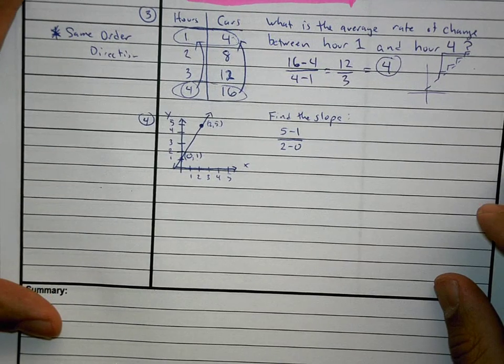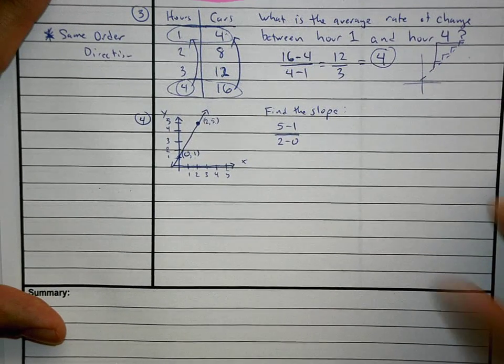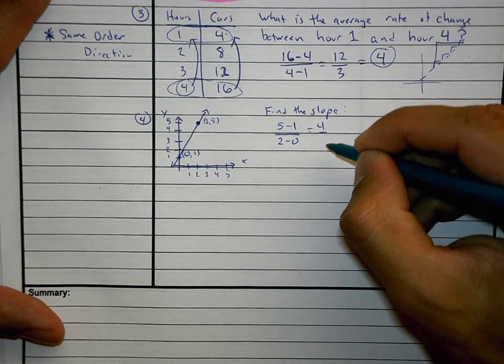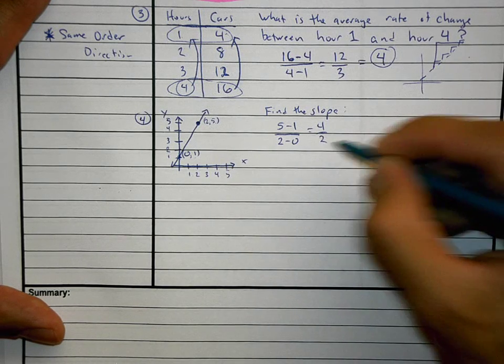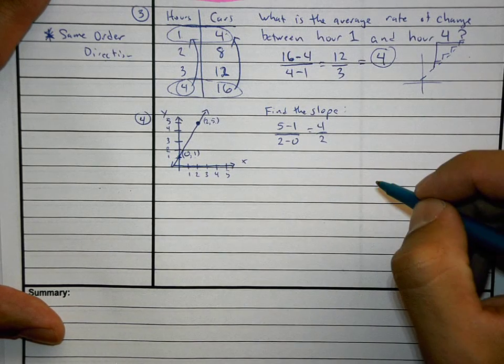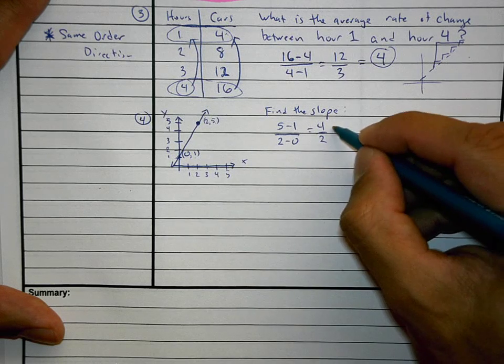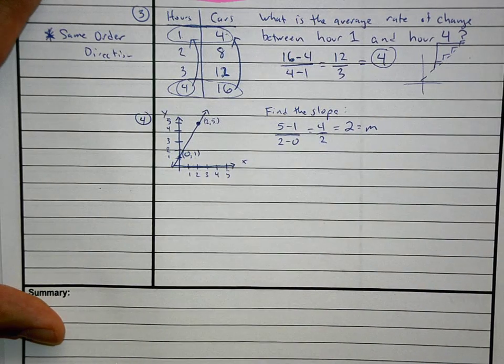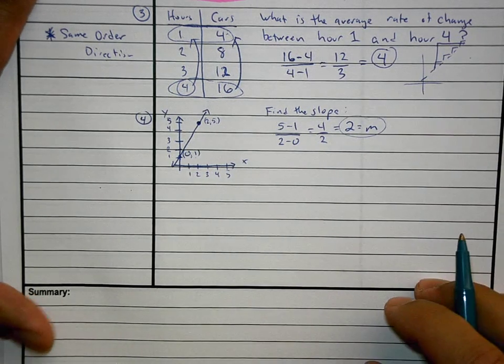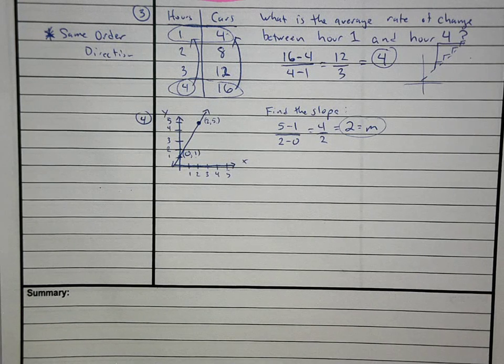So 5 minus 1 is 4. Okay? And then 2 minus 0 is 2. Keep going. And then you get 2. Good. If you want, you can put m is equal to 2. That's what the slope is. That's what your average rate of change is. I feel like when I called on you, you started to understand. Yes, that's what I want you to be able to do.